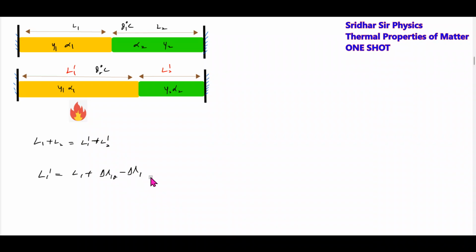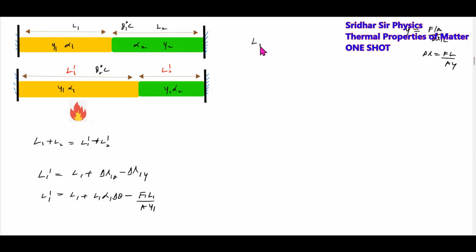Why do this compression? Because this rod actually wants to expand, but this green color rod will compress it. It will not permit it to freely expand. This is a condition. So due to thermal expansion, it will be L1 alpha 1 delta theta. What about the compression? We define the formula like this now: Y equal to F by A, delta L by L, so delta L equals FL by AY. So this will become F1 L1 by AY1.